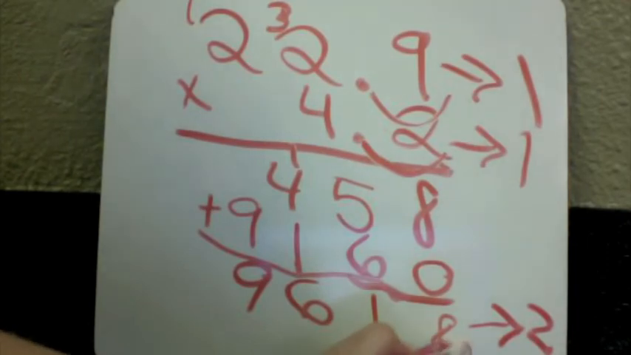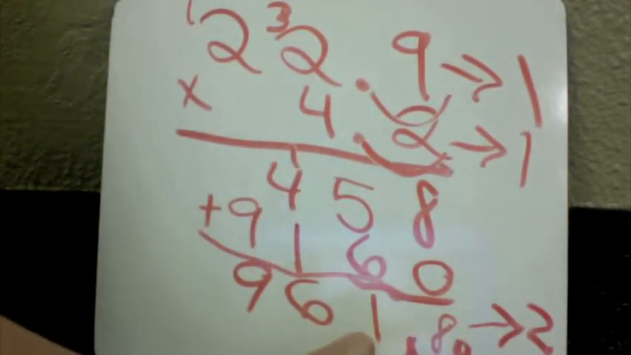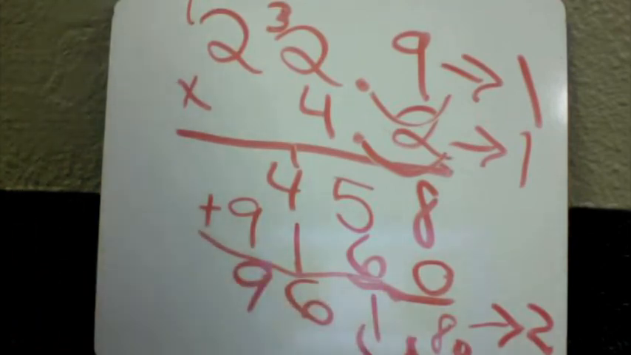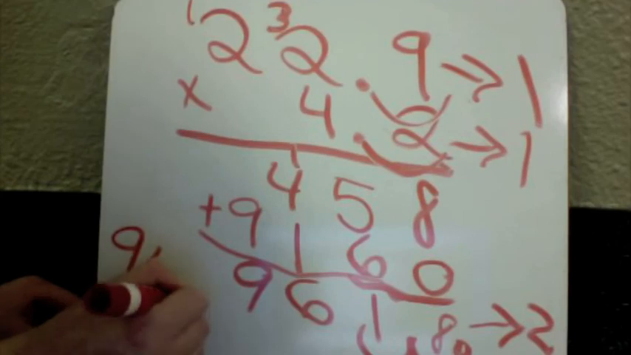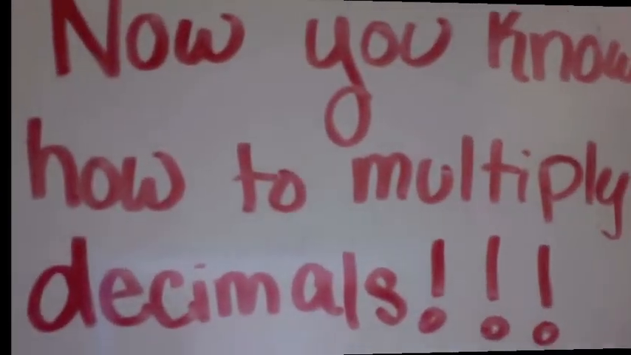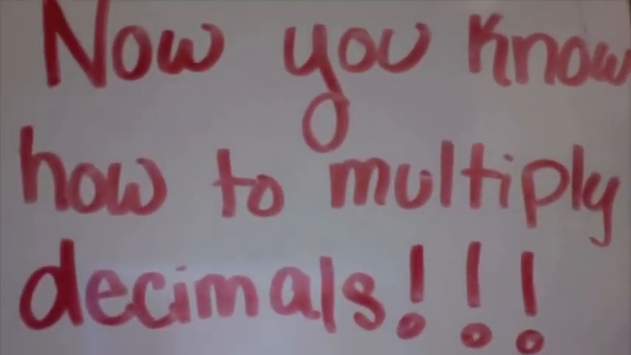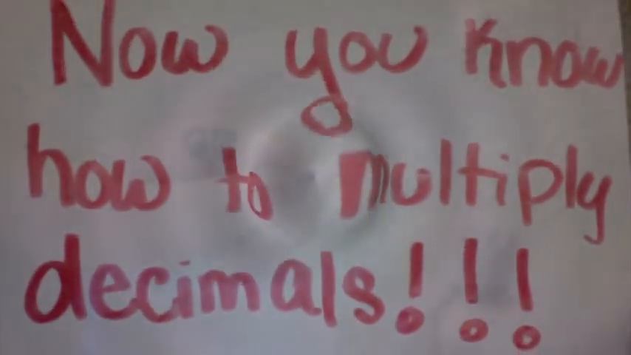So we have to move the decimal point from here over 2 places. And then our final answer is 96.18. Now you know how to multiply decimals.